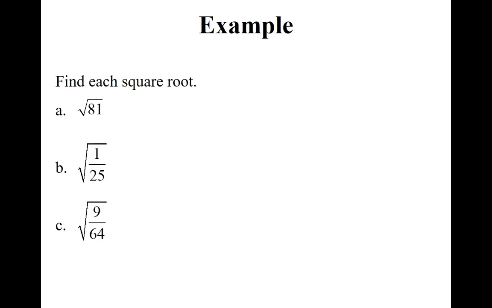In A, we want to find the square root of 81. We're looking for a number times itself, a number squared that gives us 81. So this is why it's good to know our multiplication table. We have a whole diagonal of numbers times themselves. And 9 times 9 is the one that gives us 81. So the square root of 81 is 9 because 9 squared is 81.